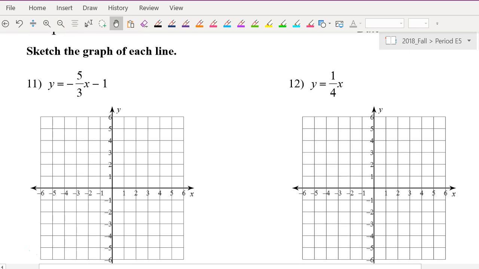All right. What does it mean when we make a graph of a line? What does it mean in real life? A graph of what? It could be stocks. Okay, good. Stocks. Anybody else?